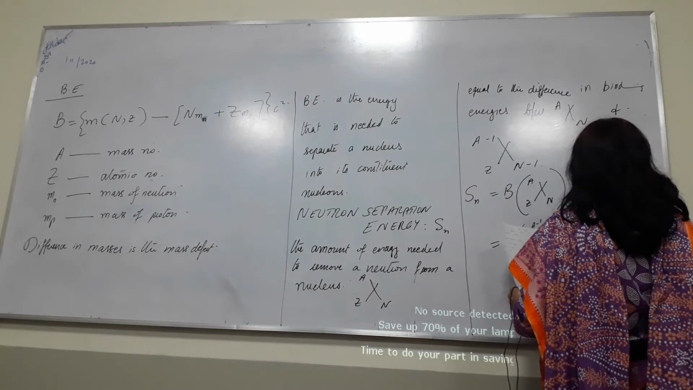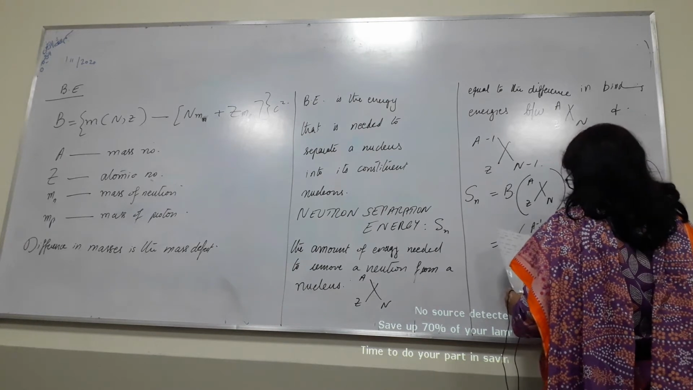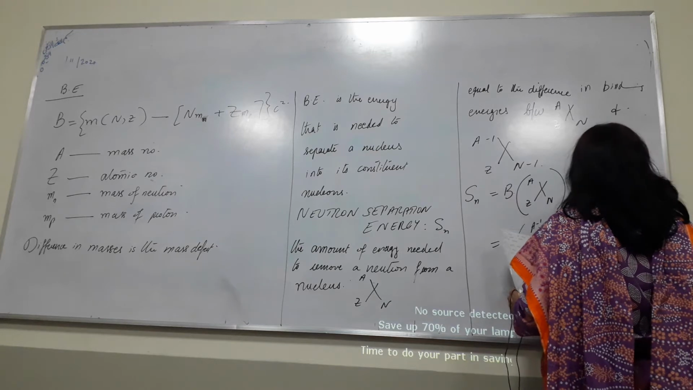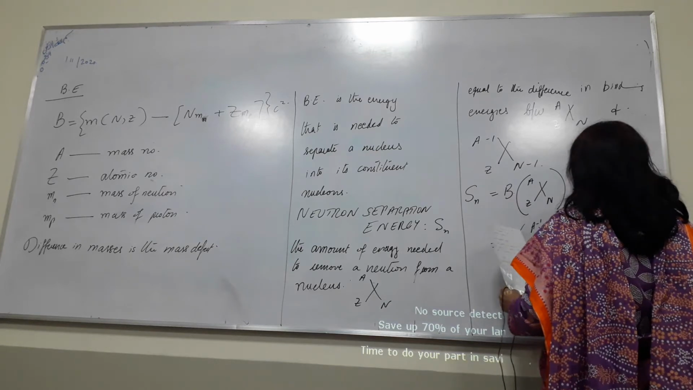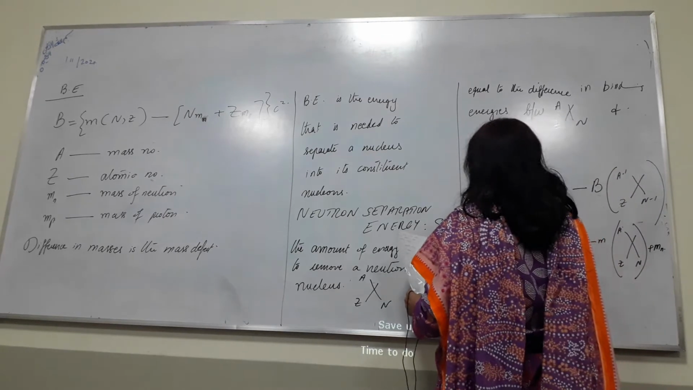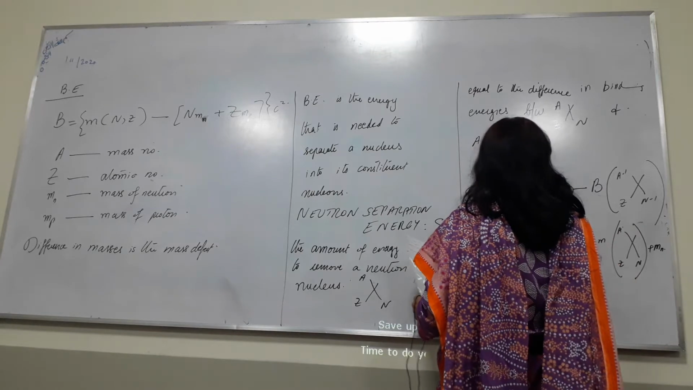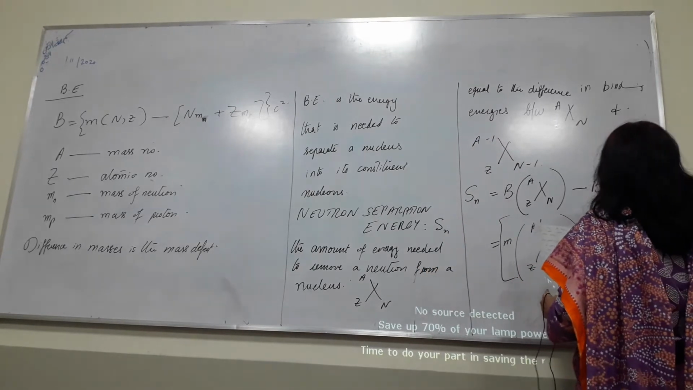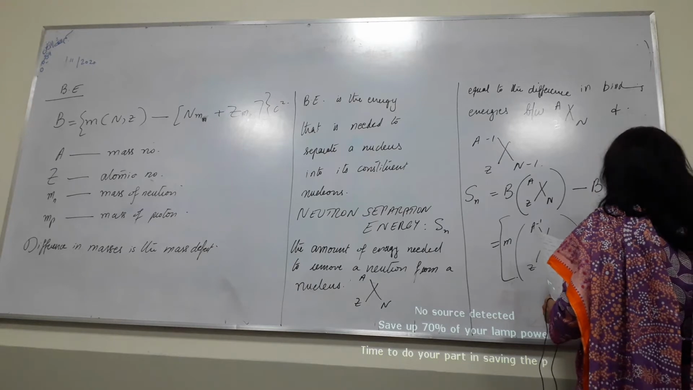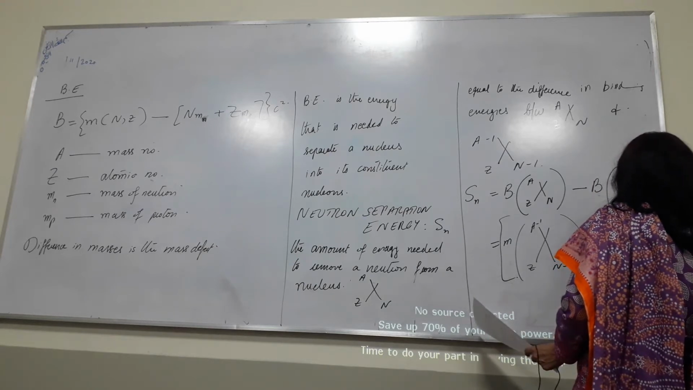the mass before plus Mn, which is the mass of one neutron, and the whole multiplied by c squared. This is equation 3.26 in Crane.